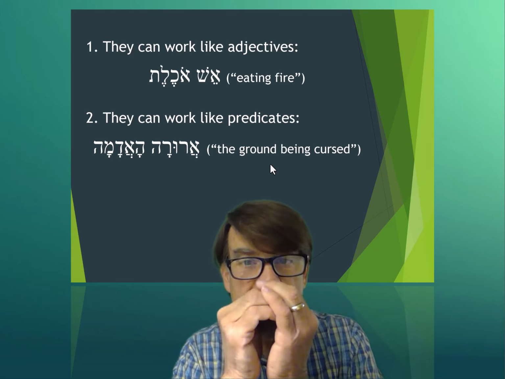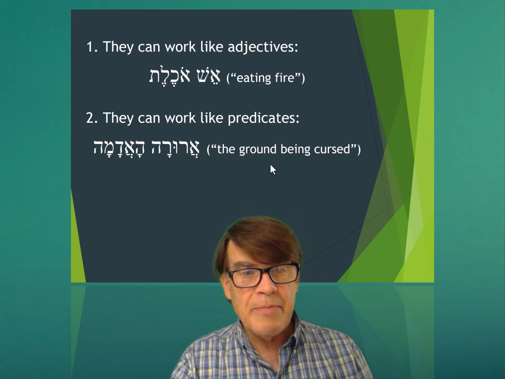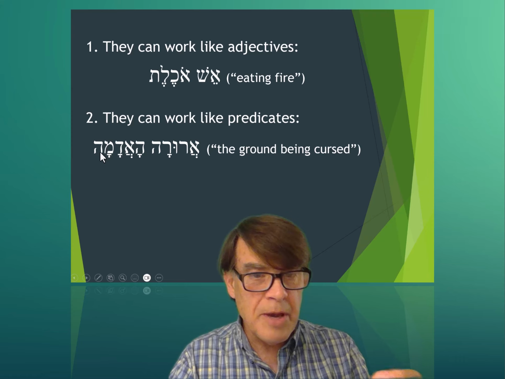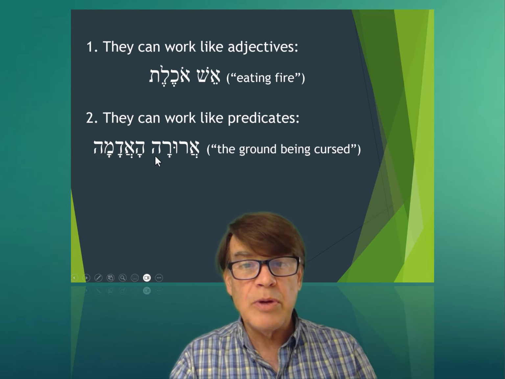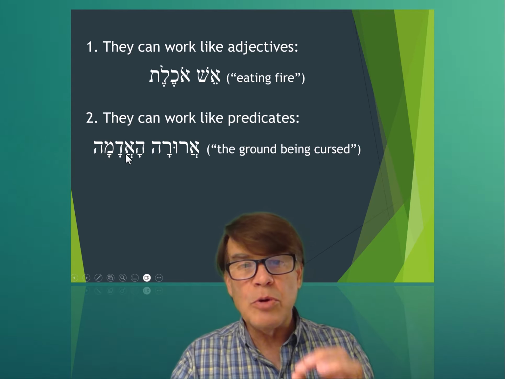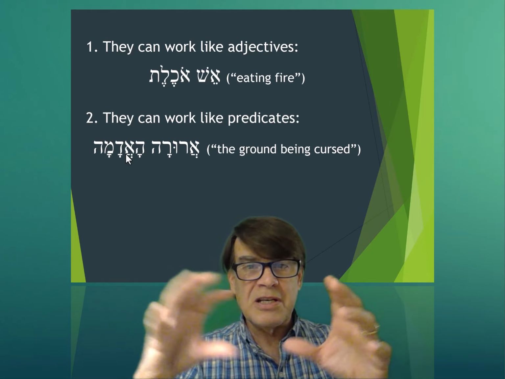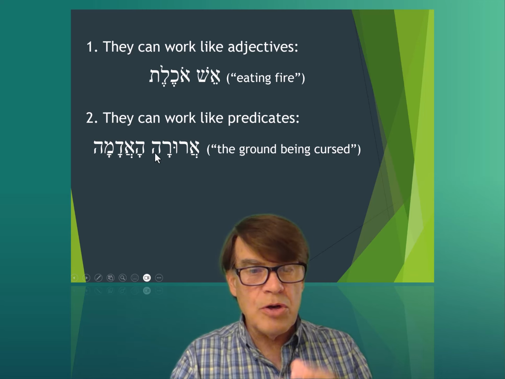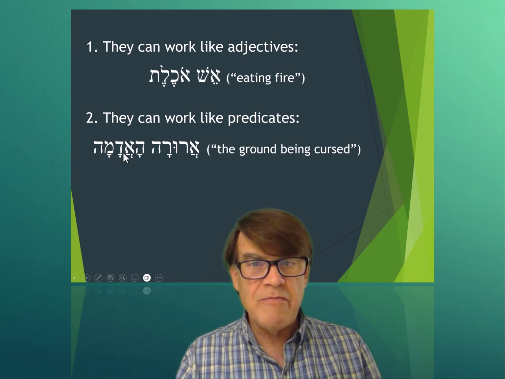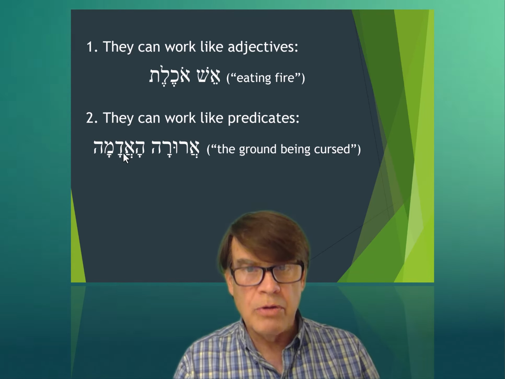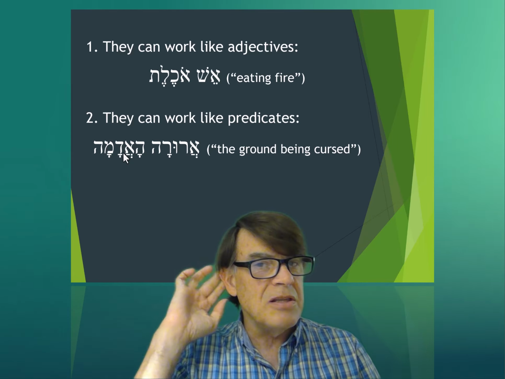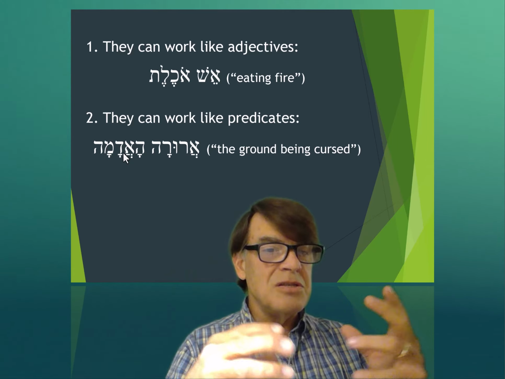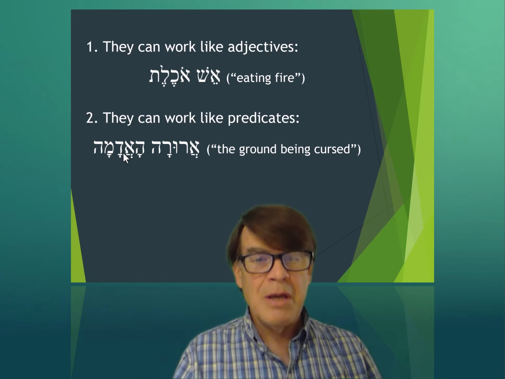Being cursed is the ground. They agree in gender, qamets, they're both feminine. They agree in number, singular, but they don't agree in definiteness because this is an "is" or predicative situation, it's called. Being cursed the ground, like caveman, being cursed the ground. But you hear, I think there's an "is" in there. Being cursed is the ground. The ground is being cursed.